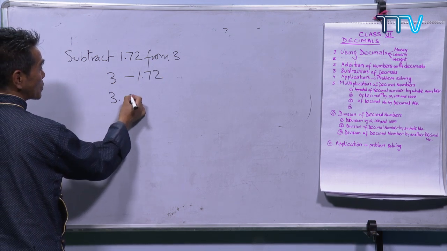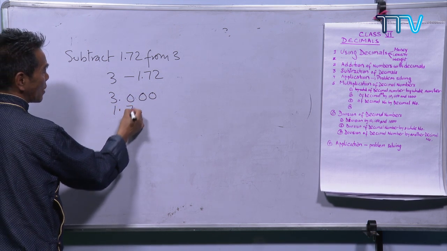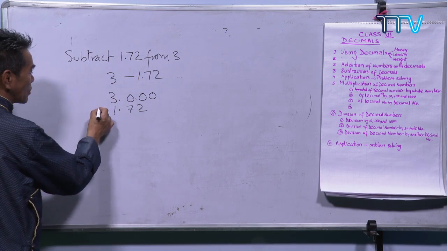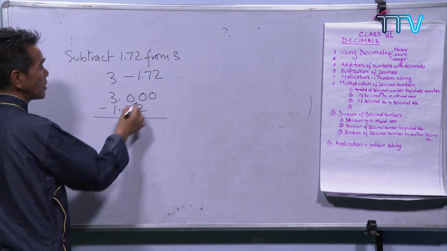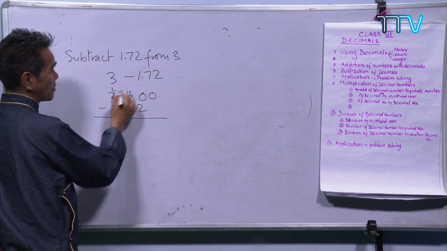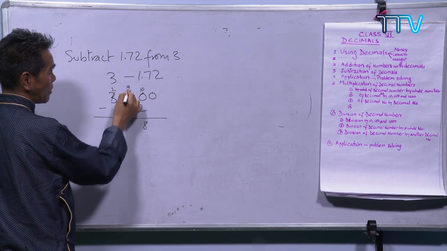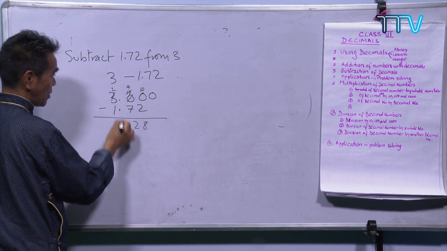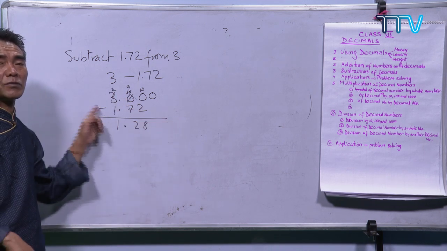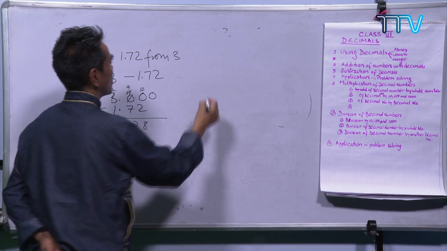Add zeros, 3.00. And 1.72, with tenth place and hundredth place. How do you subtract? 0 and 2, so this becomes 2, this becomes 10. Then you got 10, so 9, and this becomes 10. 10 minus 2 is 8, 9 minus 7 is 2, then copy the decimal point, 2 minus 1.